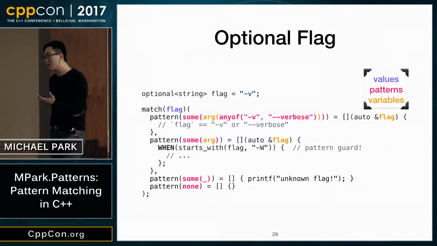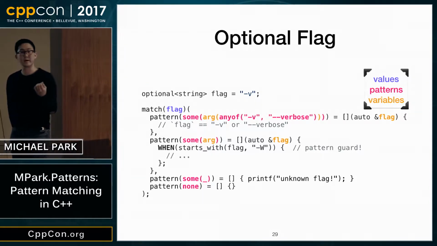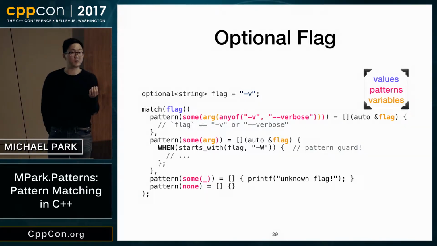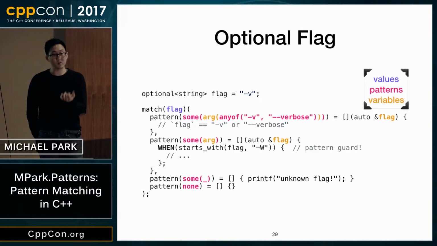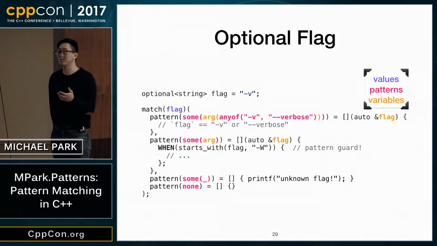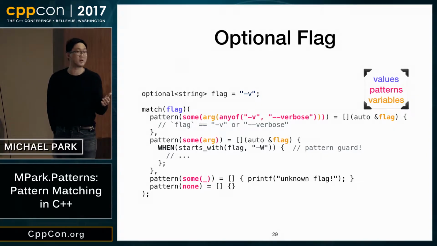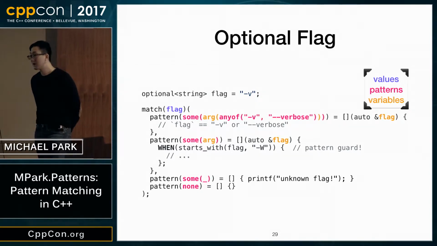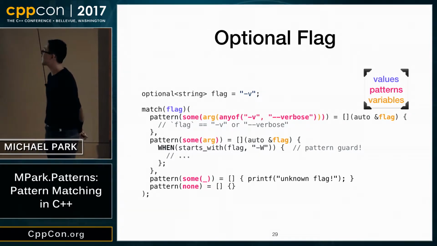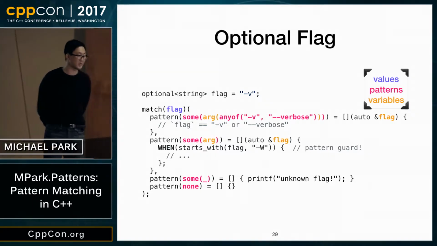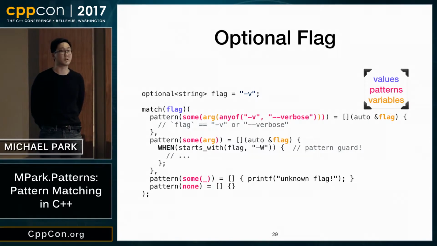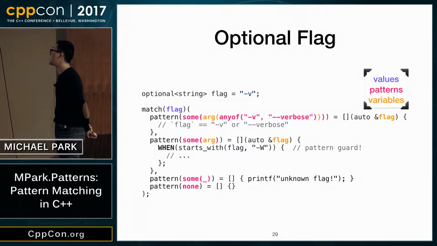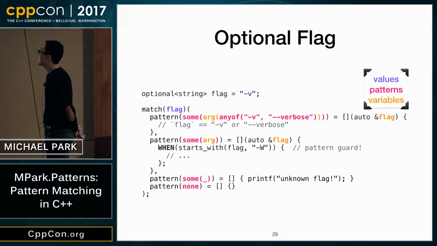I could say some arg, which would say if you're an optional and you have a value, then give me the value. You could say some underscore, which is a wildcard, which I actually haven't introduced, but it's pretty intuitive. It just ignores any value that binds to it. So some underscore will match an optional if it has a value, but it's going to drop the value. None will match if the optional is empty. Any of is typically seen as the pipe operator in functional languages. It's the alternation pattern. You can give it multiple patterns, and the whole thing will match if one of the patterns matches.